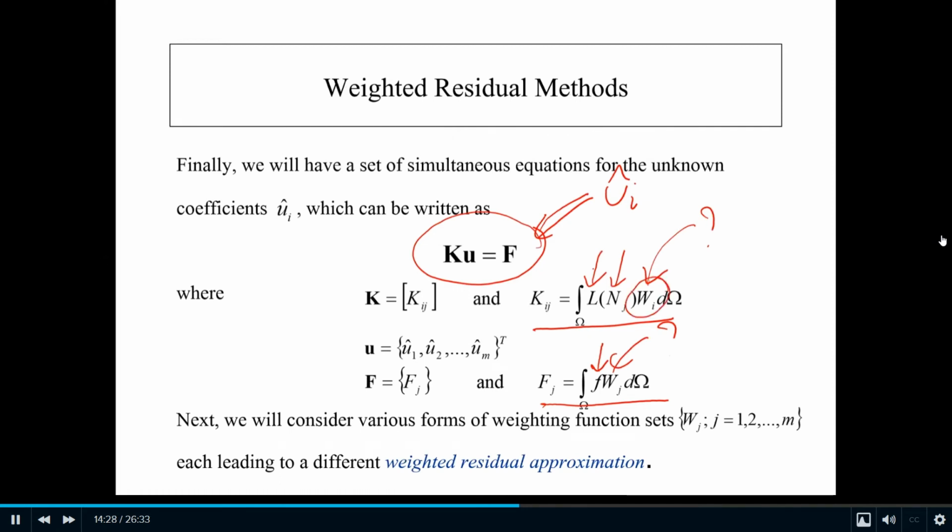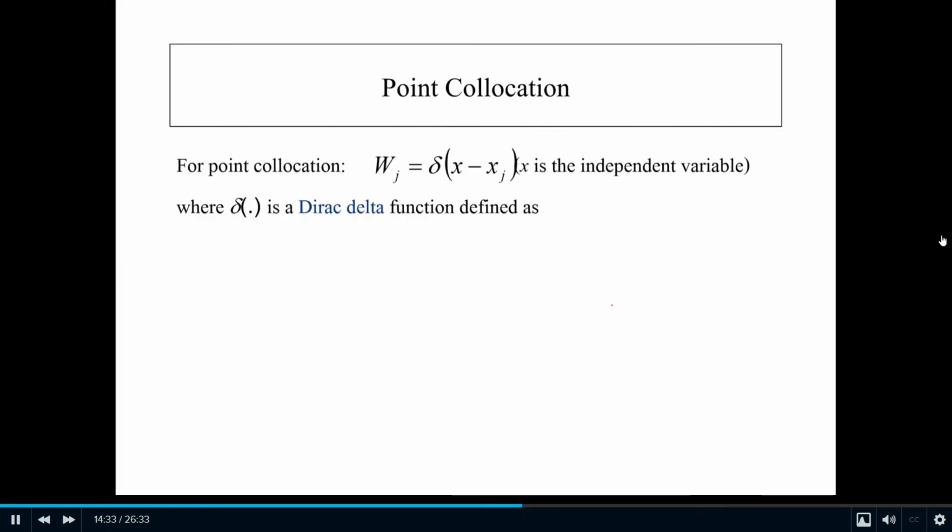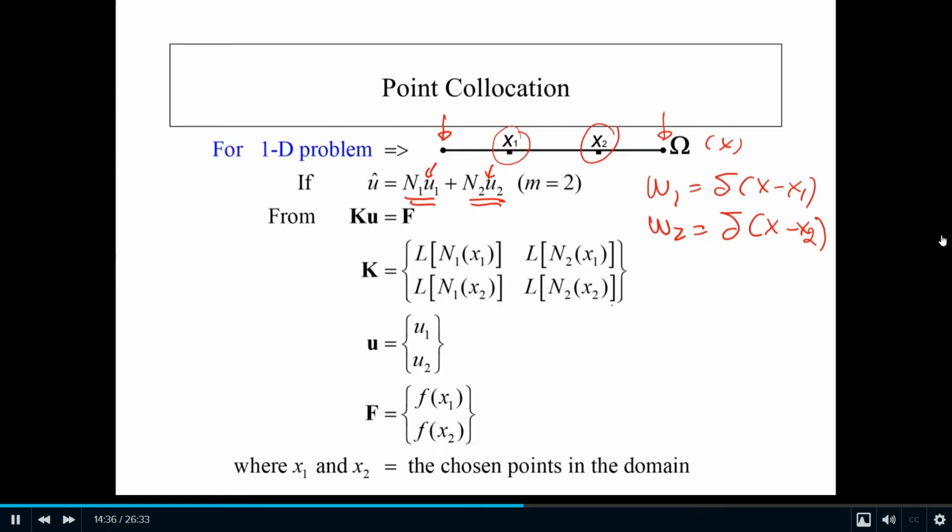when w1 equals the delta function and w2 also the delta function like this, what you get for Kij would be like this. What you get for f would be like this. Okay? And then you can solve for the solution u1 and u2.